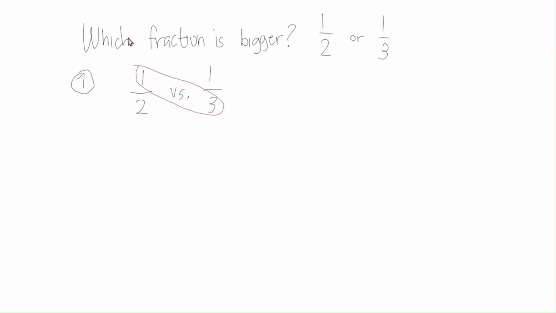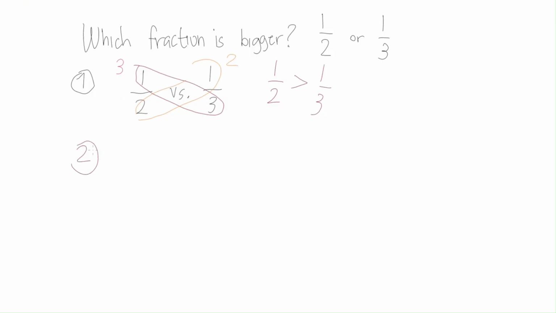So let's start with this. 1 times 3 is just 3. And 1 times 2 is just 2. And we know that on the number line, 3 is bigger than 2. So that means the biggest fraction is 1/2.